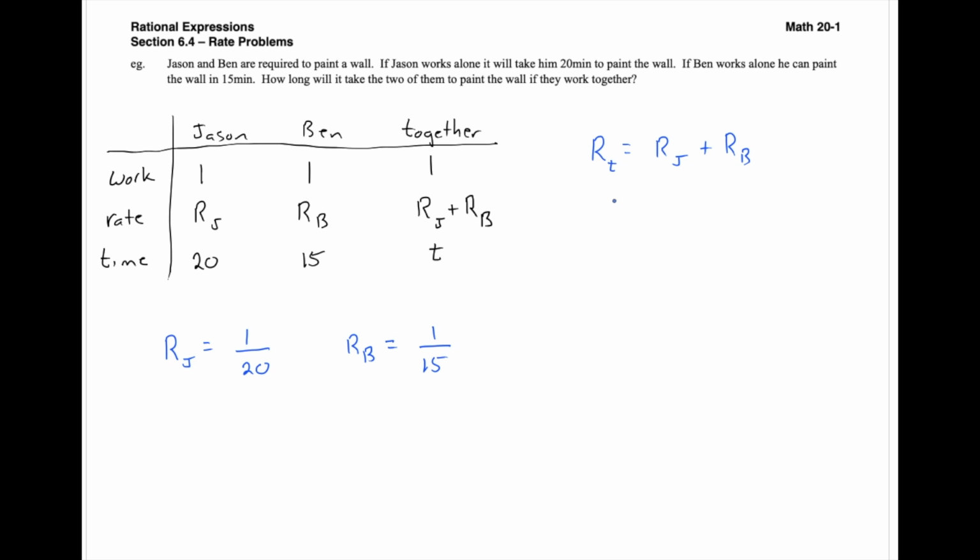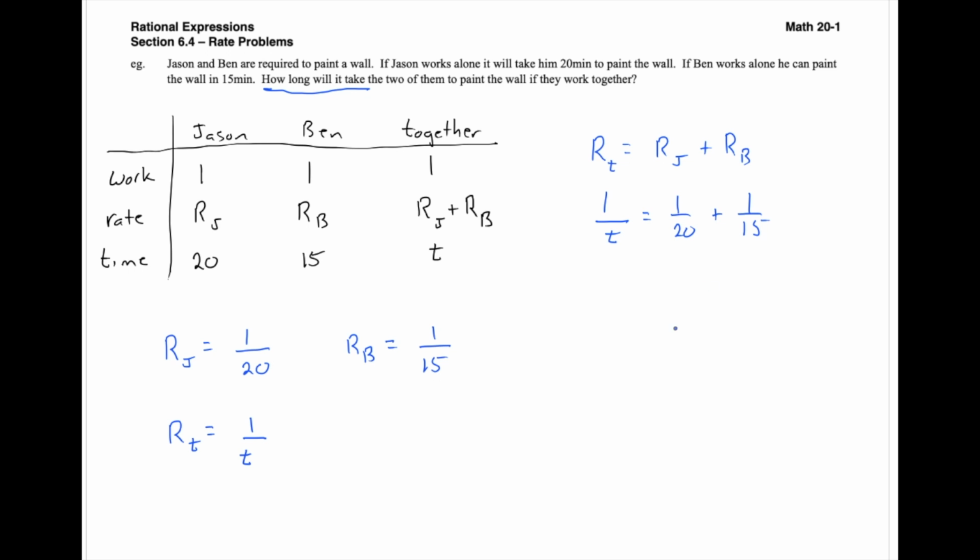Now the rate at which they do this together is still 1 wall over whatever time they spend doing that together. So it will be the same equation, but I also know that that rate is equal to the rate of Jason plus the rate of Ben. To get my time in there, because what we're looking for is how long it takes them, we don't need the rate, we just need the time. So 1 over t. The rate at which Jason works is 1 over 20, and the rate at which Ben works is 1 over 15.